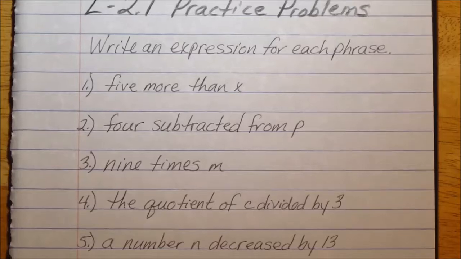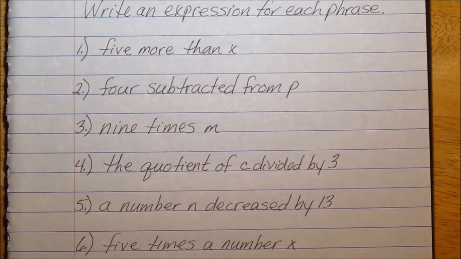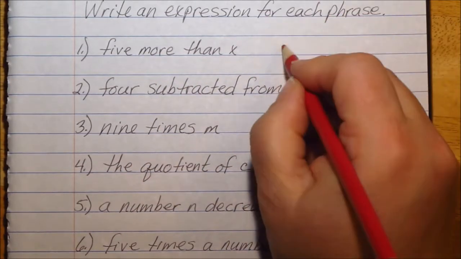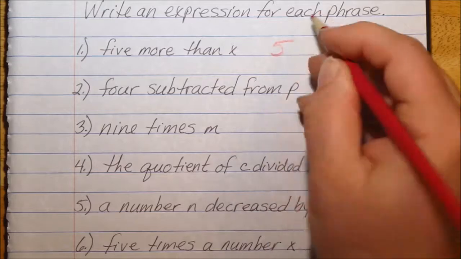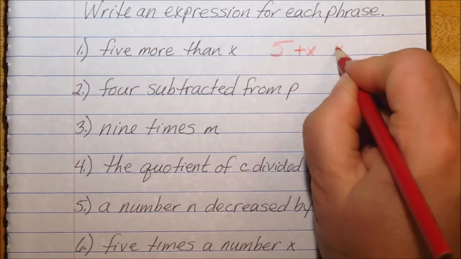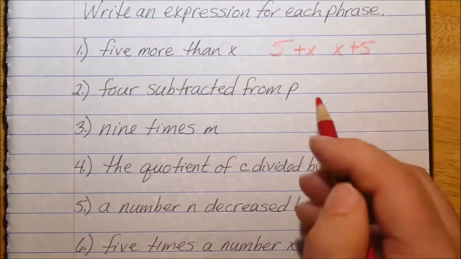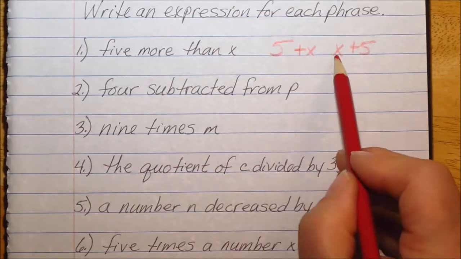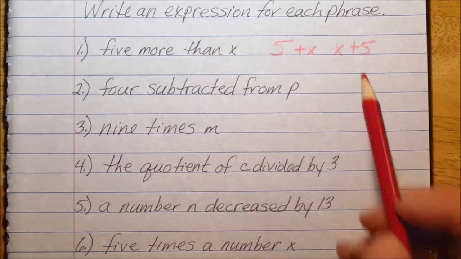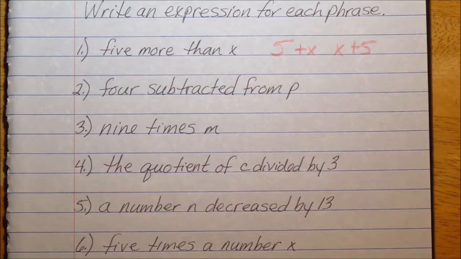Okay, so let's see, how do these work? All right, well, first one, it says 5 more than x. So that is going to be, more than is going to be an addition operation. So I have 5 plus x, or x plus 5, either one. I think I like x plus 5 better because of the way it says more than x, but either way is going to be proper.